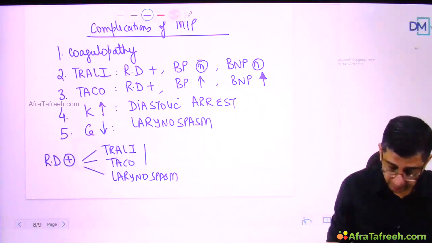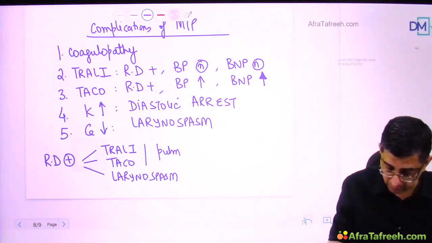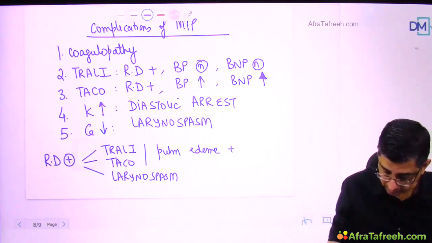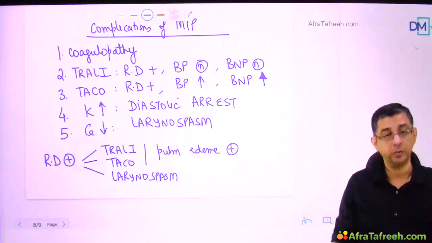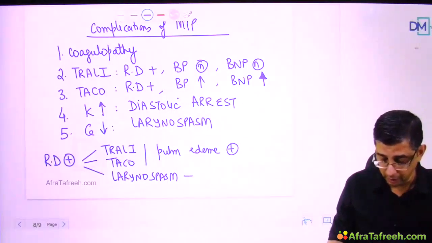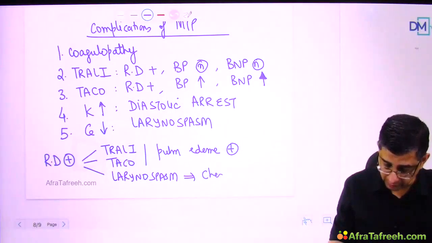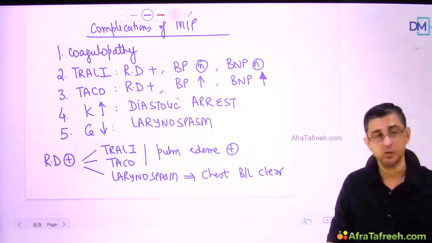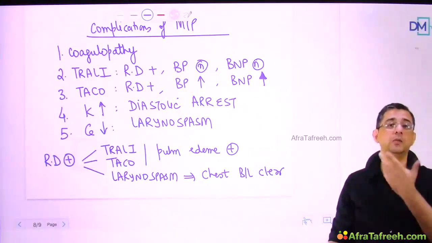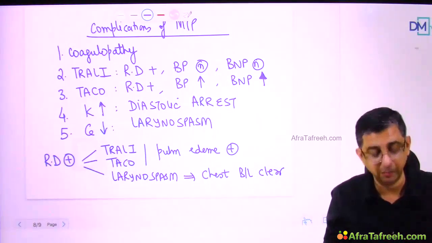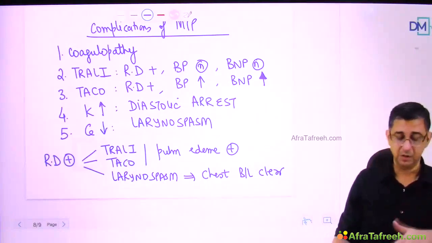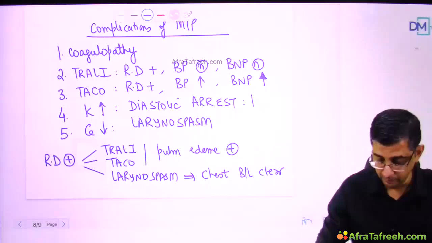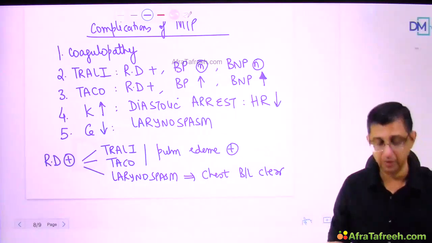You will notice that pulmonary edema will be a feature of TRALI and TACO. TRALI would be non-cardiogenic, TACO would be cardiogenic pulmonary edema. And in laryngospasm, the chest of the patient will be bilaterally clear, but you might be able to hear adventitious sounds. Those adventitious sounds are the sounds which are coming from the upper airway because there is a laryngospasm developing in a patient. But if he says there's a bradycardia occurring in a patient, then you have to think in terms of hyperkalemia in a patient.